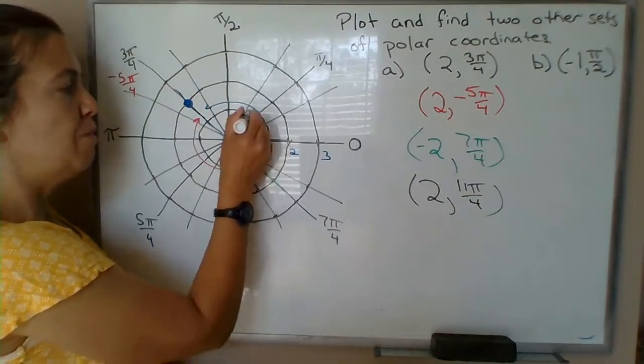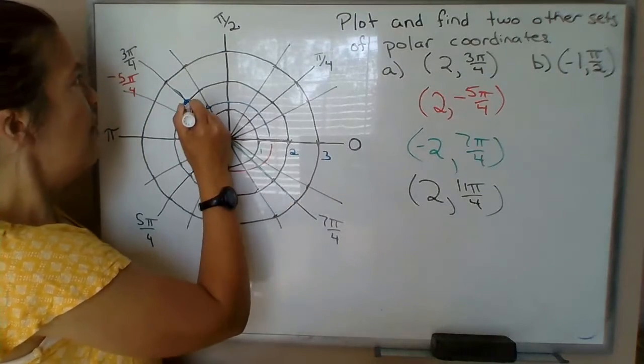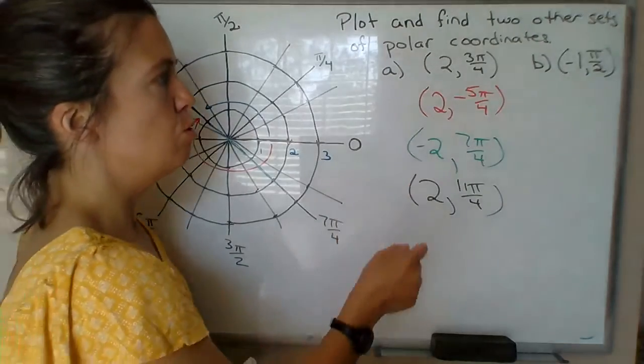11 pi over 4 radians would be if we go all the way around the unit circle, so that's 2 pi, which is 8 pi over 4, and then another 3 pi over 4. We'd land here. Okay, so that's the 2, 3 pi over 4.